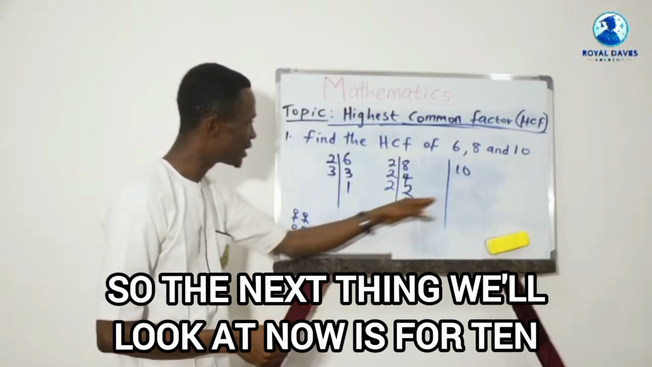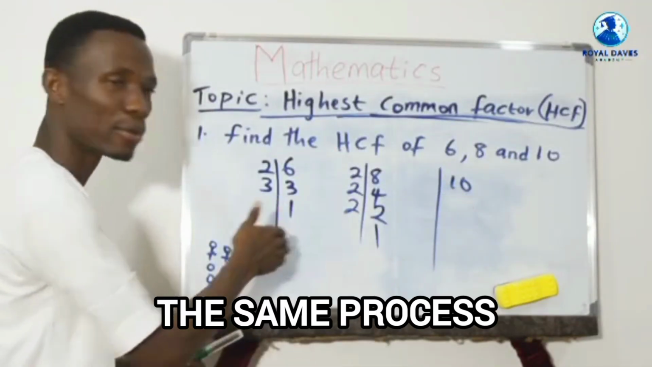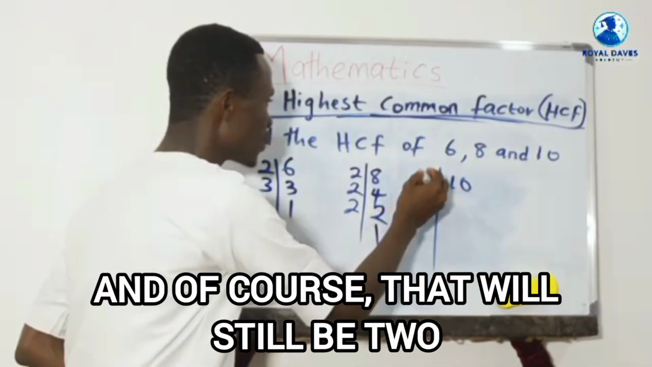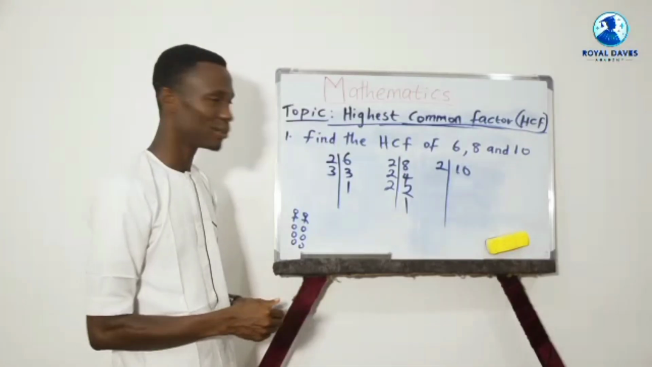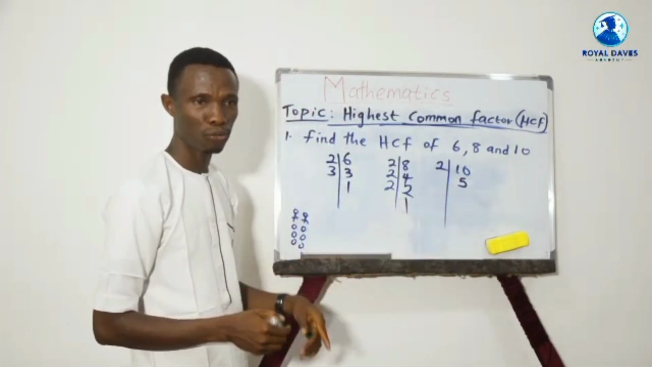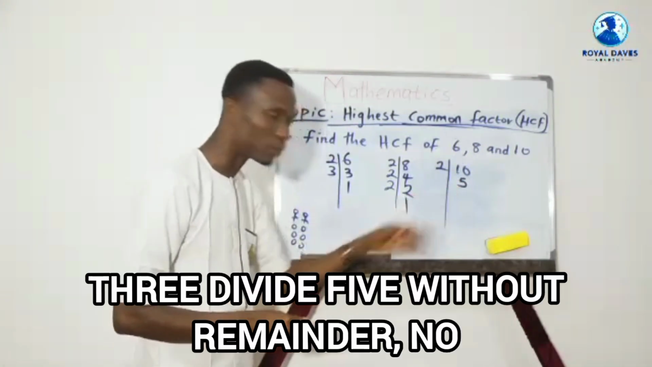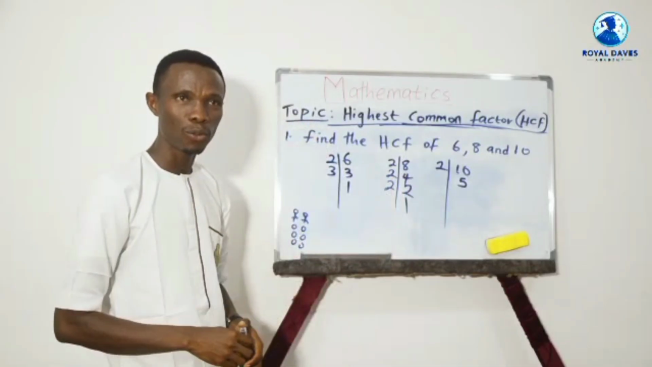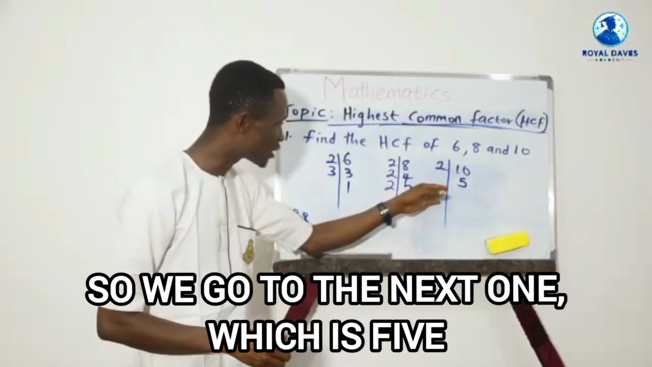So the next thing we'll look at now is 10. How do we solve for 10? The same process: a number that can divide 10. And of course that will still be 2. 2 divides 10 to give you 5. What will divide 5? Of course 2 cannot divide 5, there will be a remainder. We go to the next number, which is 3. Can 3 divide 5 without remainder? No. That means 3 will not work here. We move to the next number, which is 4. Can 4 divide 5? No. We'll still have a remainder of 1. So we'll go to the next one, which is 5.